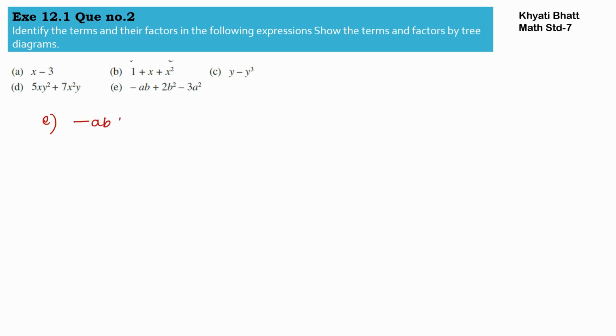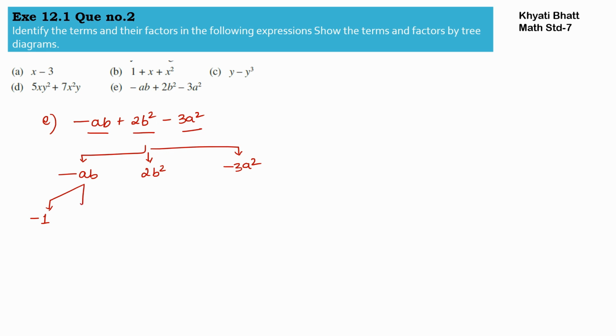Minus ab plus 2b square minus 3a square. Now there are three terms, 1, 2 and 3. Let us separate them first. Minus ab, then comes 2b square, and then comes minus 3a square. Whenever you are separating the algebraic terms, always remember that the minus sign you always need to mention along with the algebraic expression. So minus ab is there. Here the coefficient will be minus 1. You cannot write the minus sign along with a or b. Then comes a and then comes b. So these are the factors for minus ab.